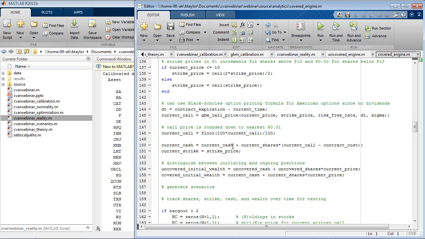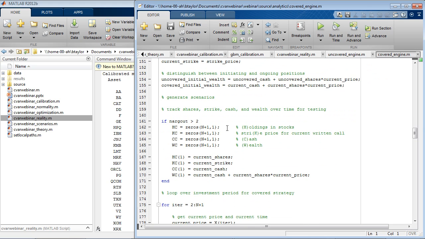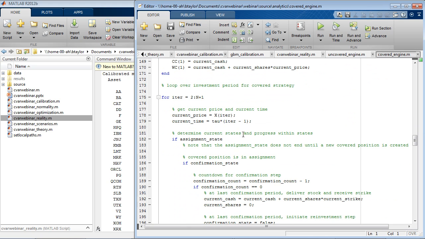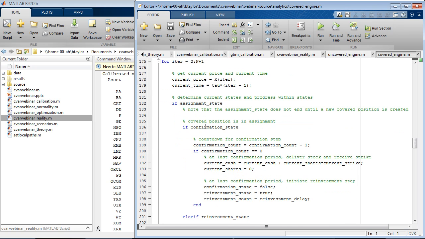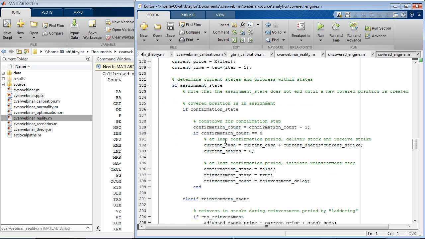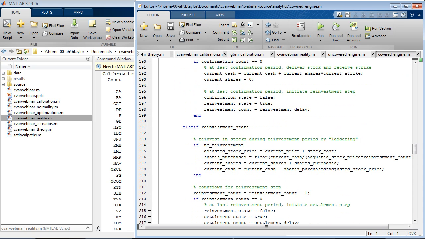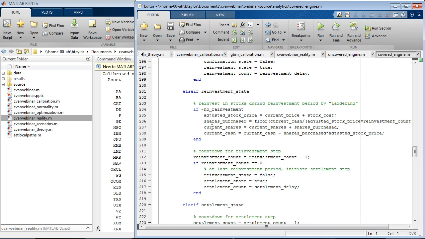If it's not, then you purchase an option, and then you have another loop. But in this case, you have essentially several states that you might be in, and this is using just logical variables. There's a variable that determines whether you're in assignment or not. If you're in assignment, then there's the first confirmation step, which is actually the amount of time it takes to be notified of an assignment, and then delivering the shares and receiving the cash. Once that state is complete, then you have a reinvestment state where you start reinvesting in the stock.